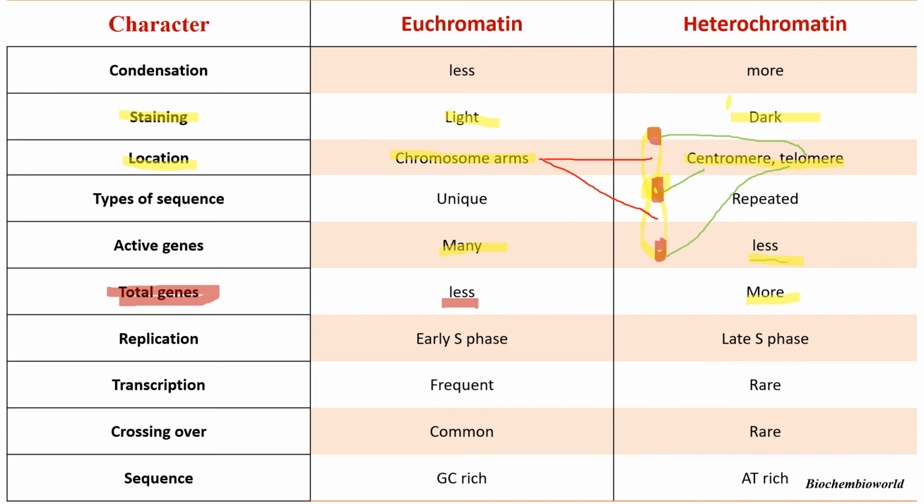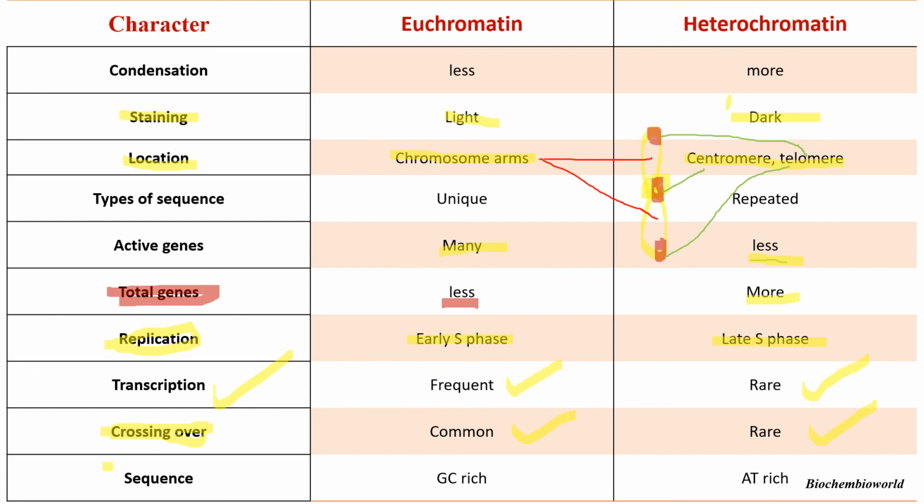When does replication of these parts occur? Euchromatin gets replicated in the early S phase, whereas heterochromatin gets replicated in the late S phase. Transcription is frequent in euchromatin, whereas it is rare in heterochromatin. Crossing over, that is recombination, usually occurs in meiosis 1, and it is very common in euchromatin, whereas it is rare in heterochromatin.